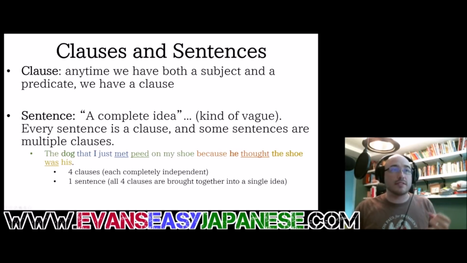Okay, so we have 4 clauses. The dog peed, I met, he thought the shoe was. So we have 4 clauses, each completely independent. The dog peed on my shoe. I just met the dog. He peed on my shoe because he thought the shoe was his. Or we could just not even get rid of because. He thought the shoe was his. You see, each one of those little clauses could be its own sentence, but we kind of sound like a 4th grader.